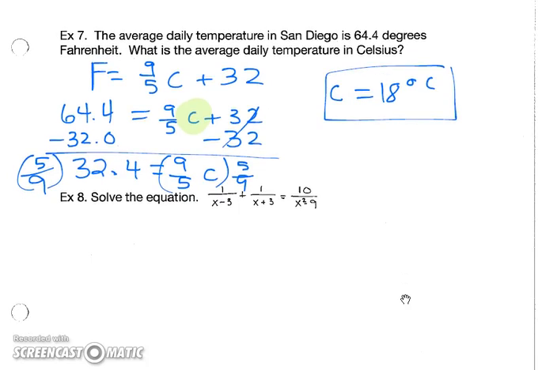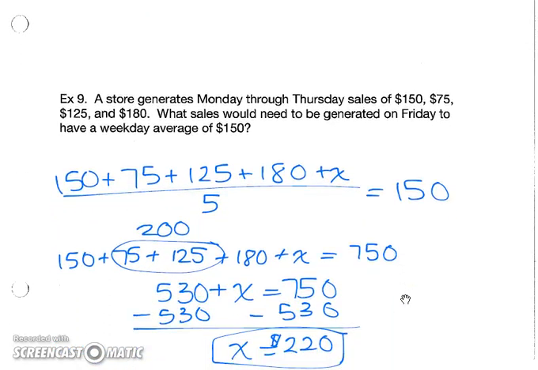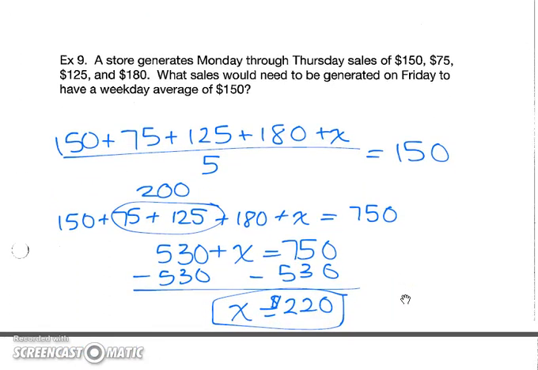Same thing for number 7, you don't need to worry about that one. And we're going to do number 8 in class. Number 9 looks at averages, another word problem. A store generates Monday through Thursday sales of $150, $75, $125, and $180. What sales would be needed on Friday to have a weekday average of 150?